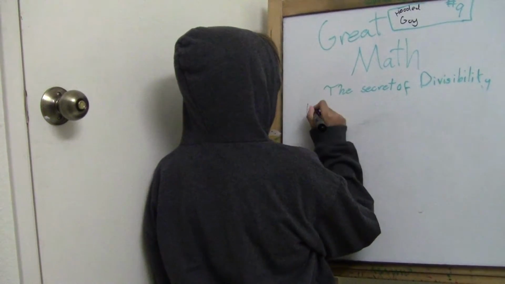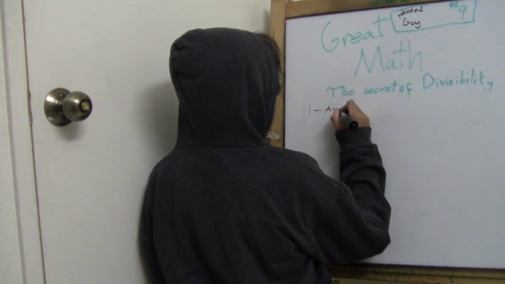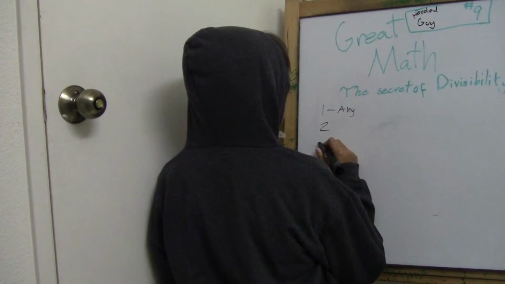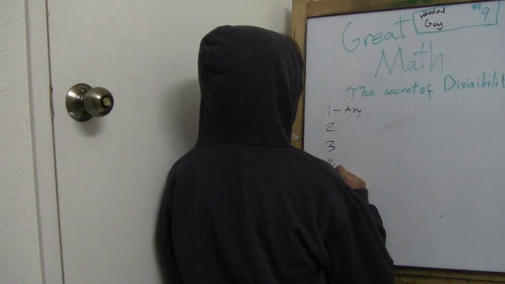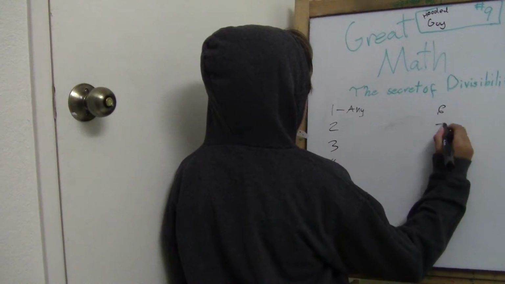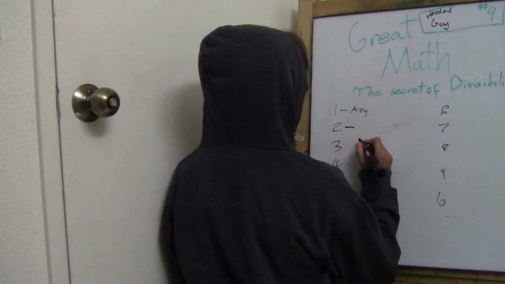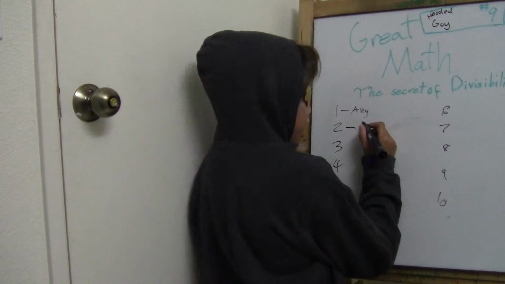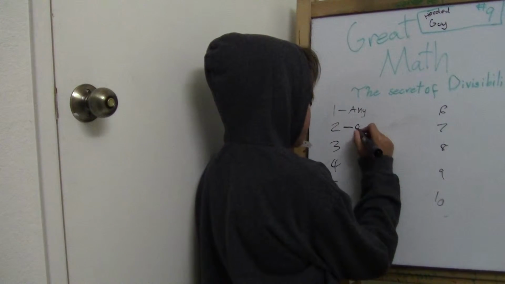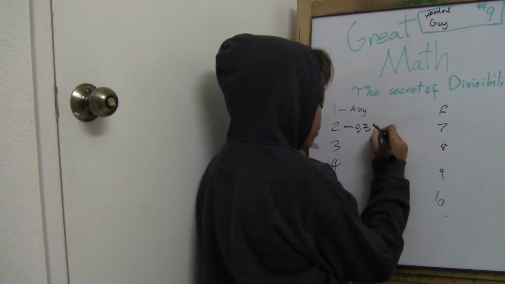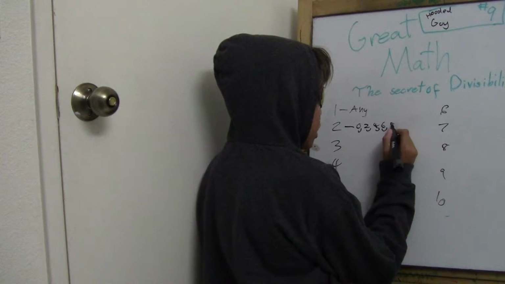By 1, any number. Let me write all these out first before I do anything. Number 2: the number has to end with 0, 2, 4, 6, or 8.